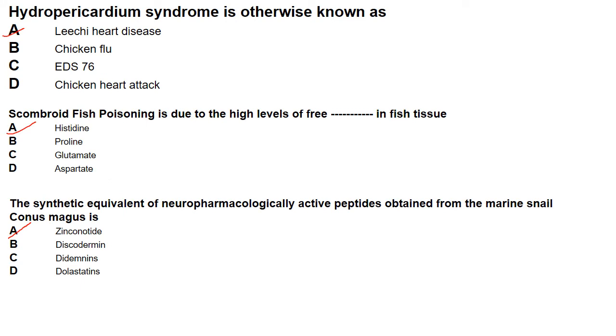Hydropericardium syndrome is otherwise known as leaky heart disease. Scombroid fish poisoning is due to high levels of free histidine in fish tissue. Answer is option A. Then the synthetic equivalent of neuropharmacologically active peptides obtained from the marine snail Conus magus is ziconotide. It is the synthetic form of omega-conotoxin peptide in Conus magus, a cone snail. Answer is option A.